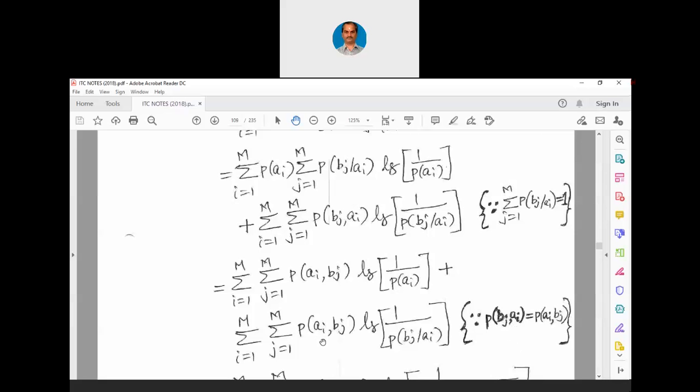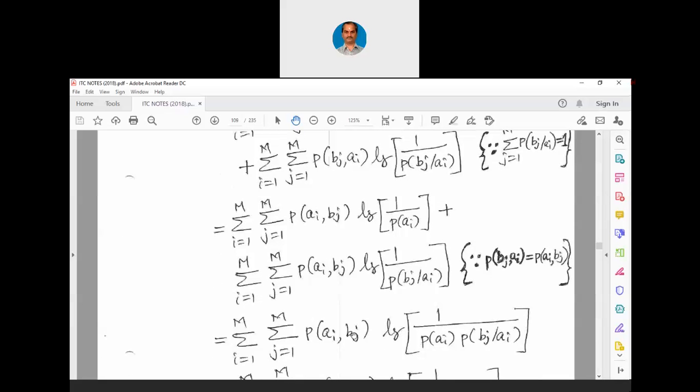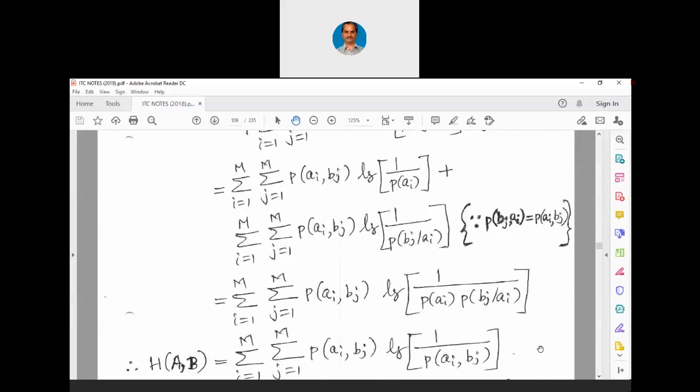Now when we substitute this term, you can see that here summation of i equals 1 to m into summation of j equals 1 to m p of ai comma bj is now common, and only these two terms are different. So we can put the common term here now. We put the common term, we got log of 1 over p of ai plus log of 1 over p of bj given ai, and we can write it in this manner, log of 1 over p of ai into p of bj given ai.